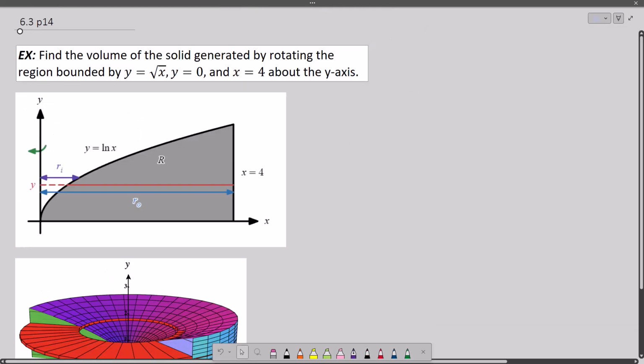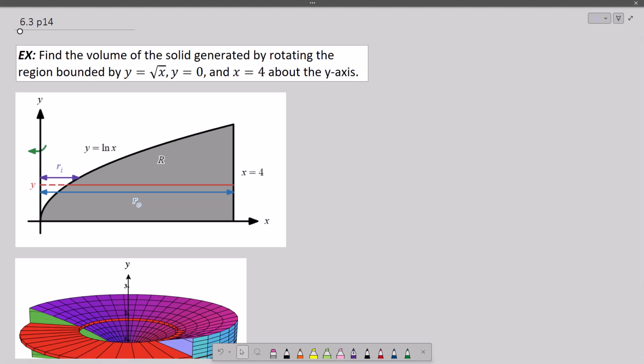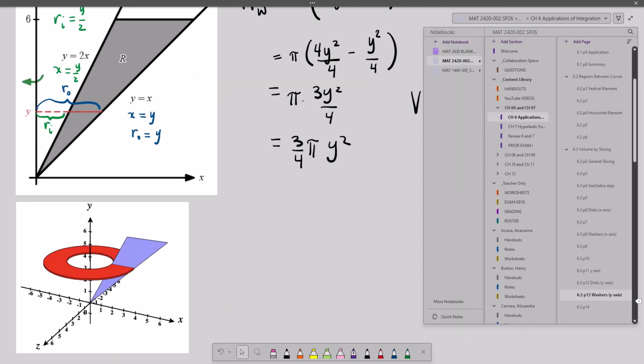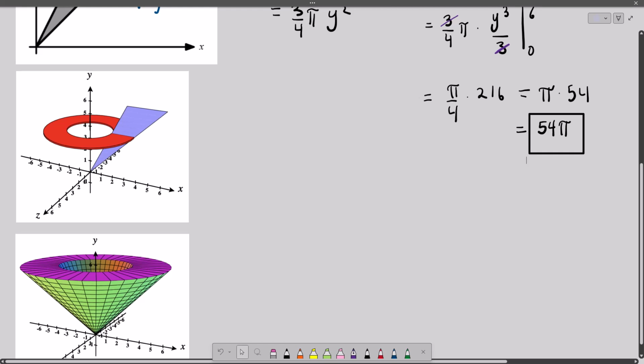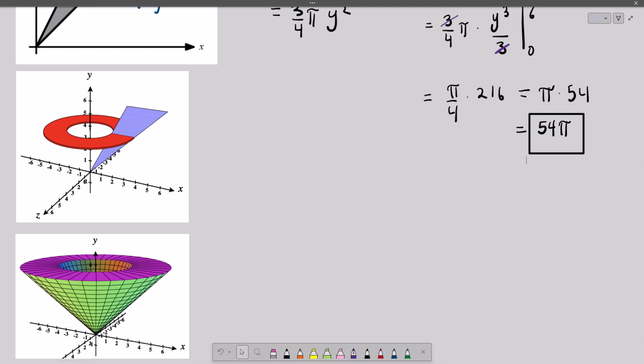Oh, hey, could I take a quick picture of that? I didn't quite get the answer to that last question. I think 54 pi. Let's see. So, you ready to try one? You look amped.